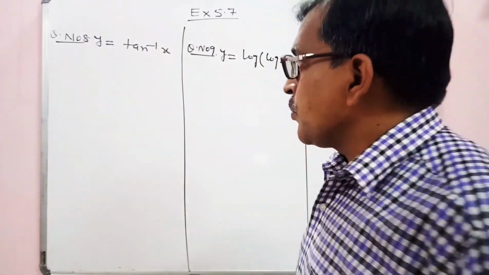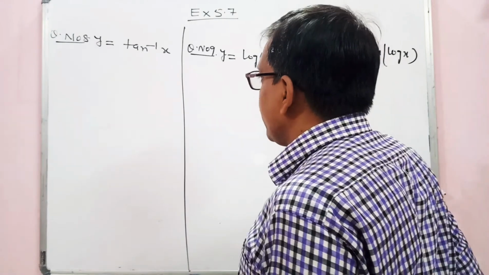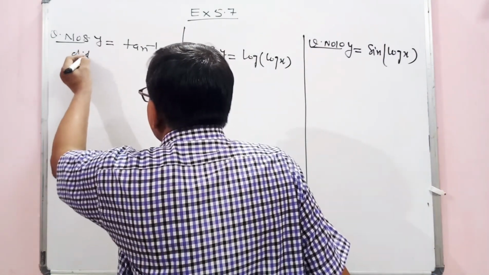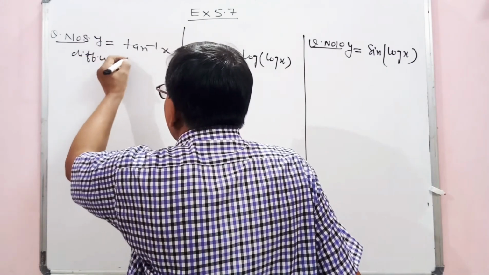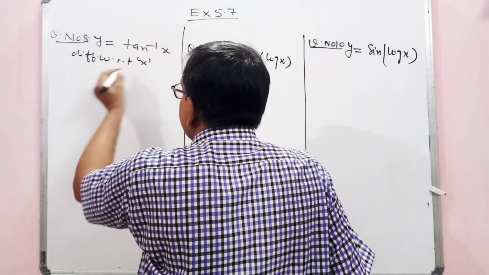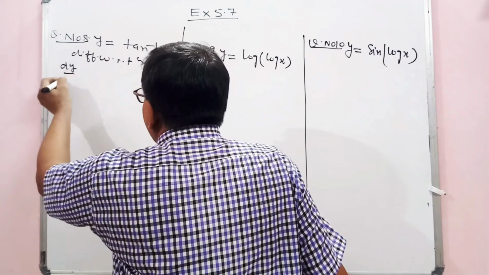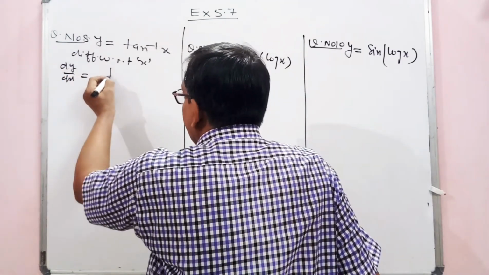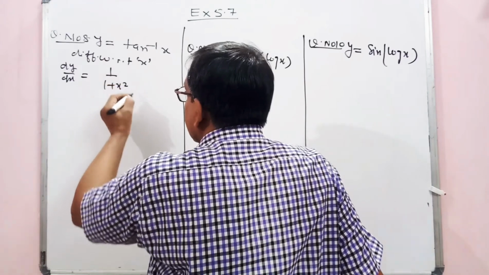Answer. You see the question number 8, y equals tan inverse x. Now you do the differential with respect to x. dy/dx, the differential of tan inverse x is 1 upon 1 plus x square.